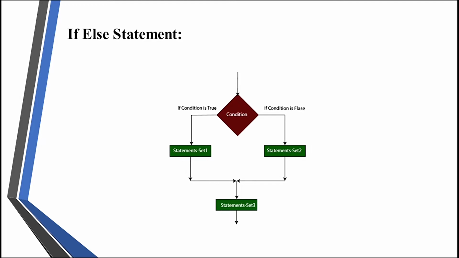Next one is the if else statement. In the if statement we only see the true statement, but here we also have a false statement. So if the condition is true, statement 1 and statement 3 will be executed. If the condition is false, statement 2 and statement 3 will be executed. That means statement 1 gets skipped. If the condition is true, then statement 2 gets skipped. So based on the condition, if it is true we execute a certain set of statements, and if it is false we execute another set of statements.